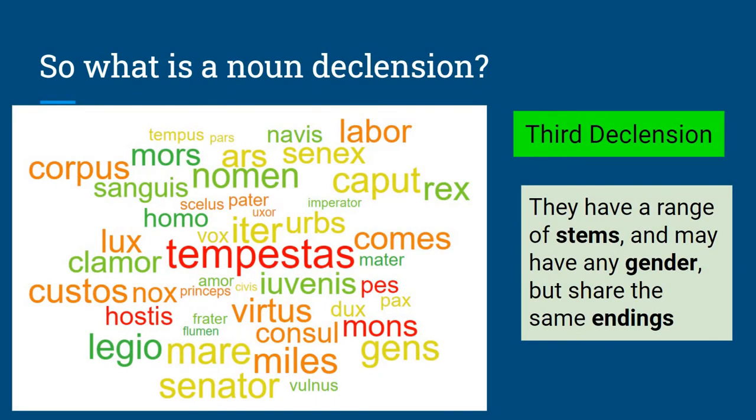When it comes to the third declension, we can see there is a massive variety in the noun stems that we have. Vox, iter, urbs, and comes all look a little bit different. You should also be aware that nouns of the third declension can be masculine, feminine, or neuter. The one thing they do consistently is that they share the same endings. They decline in the same way to show the case of these nouns.